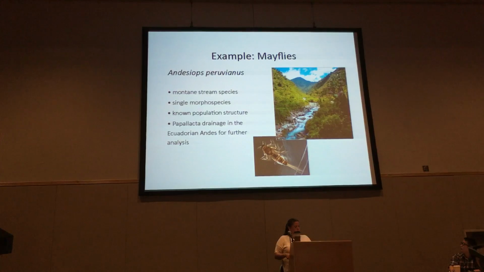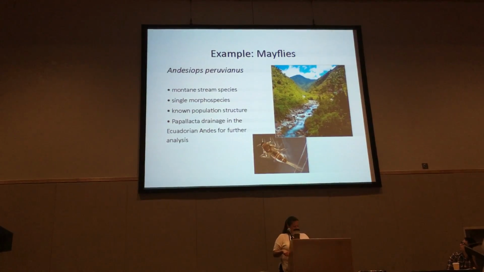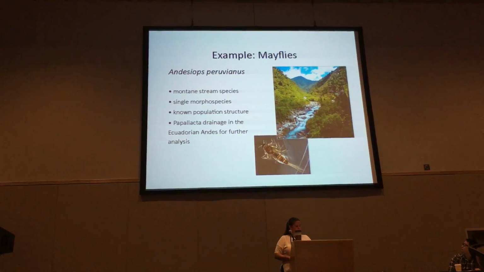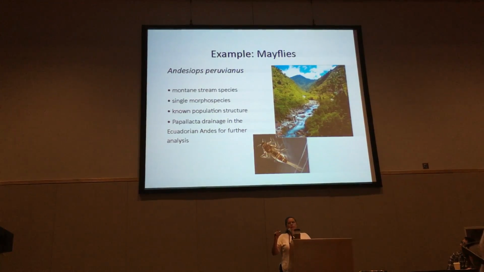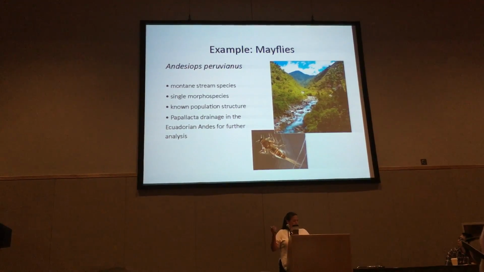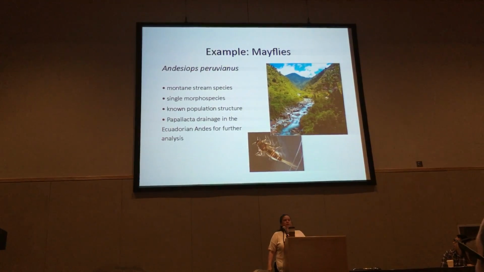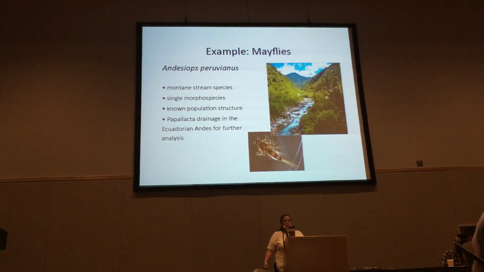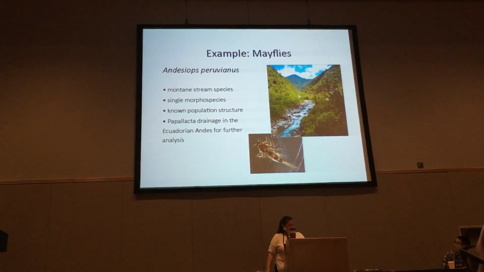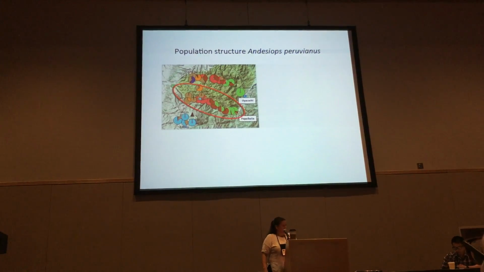So I chose one drainage, the Papallacta drainage in Ecuador, to analyze the situation further. I should say, at this point, there is a single species of Endesiops known from these streams. Our insect systematist friends tell us that they know for sure there's differentiation in there. It's a complex, and we don't really know where one species begins and one species ends, at least at this point. Okay, so this is the drainage we chose.